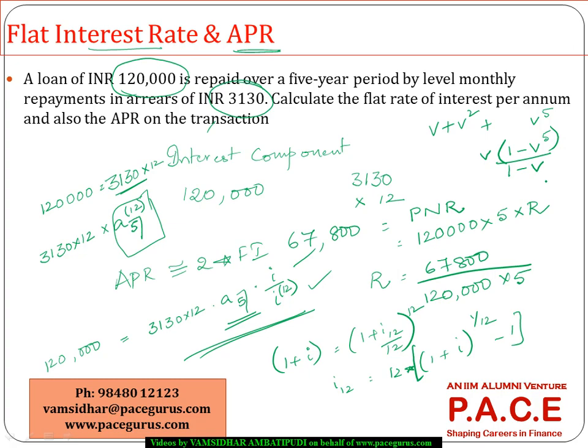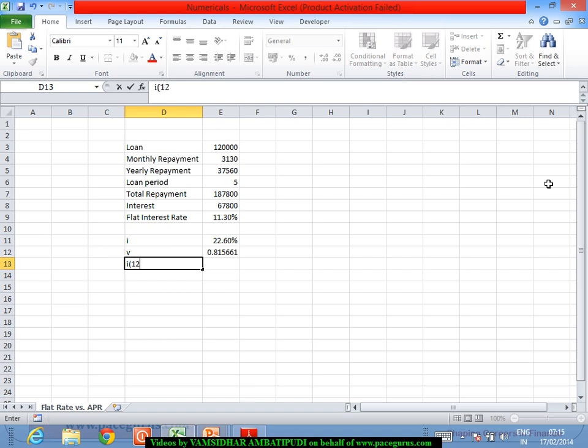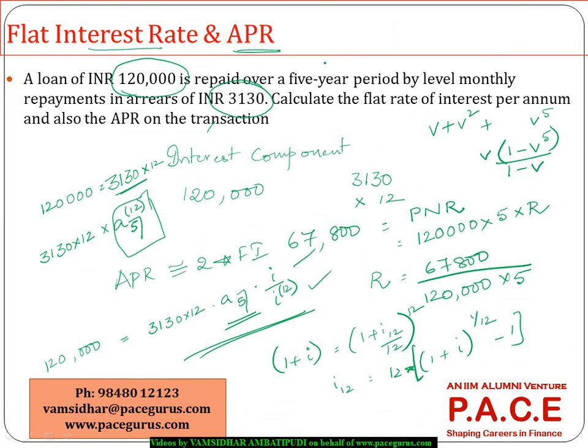As I assume this I to be 22.6, I should get I12 also. I12 is how much? 12 times (1 plus I) to the power 1 by 12, minus 1. So I12 is somewhere around 20.54%, right, at 20.55%. This is I12.